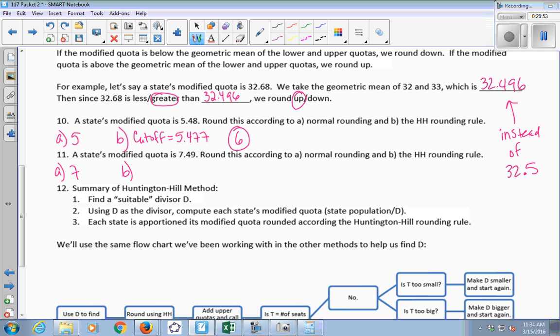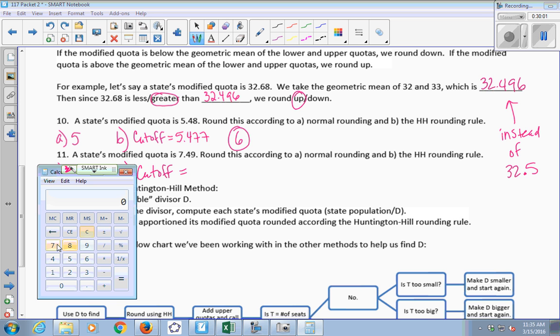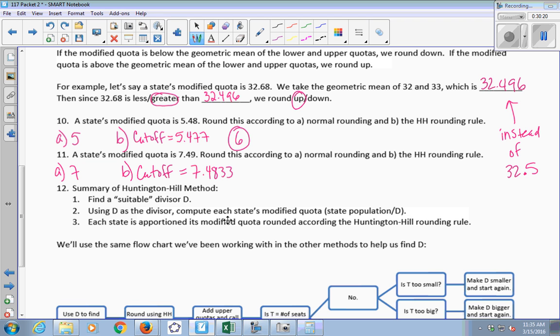But then according to Huntington Hill, I have to calculate the cutoff. It's no longer 7.5. It's going to be the geometric mean of 7 and 8. So I multiply 7 times 8, the lower quota times the upper quota, I square root it, and my cutoff is 7.4833. 7.49 is above that cutoff, so I round up. That would get rounded up to 8 in this case.